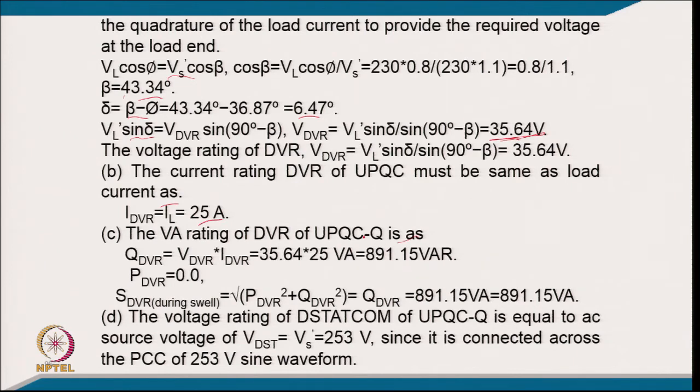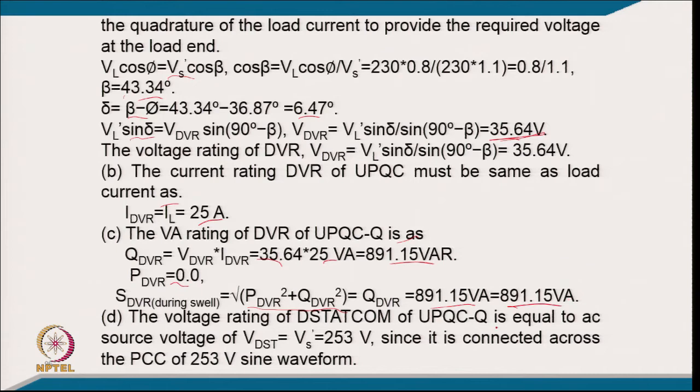So the VA rating of the DVR will be the voltage rating multiplied by the current rating. So it becomes 891.15 VA, and of course the active power is 0. So the total rating of the DVR will be the square root of P square plus Q square. So it comes only Q because P is 0. So it comes to 891.5 VA.